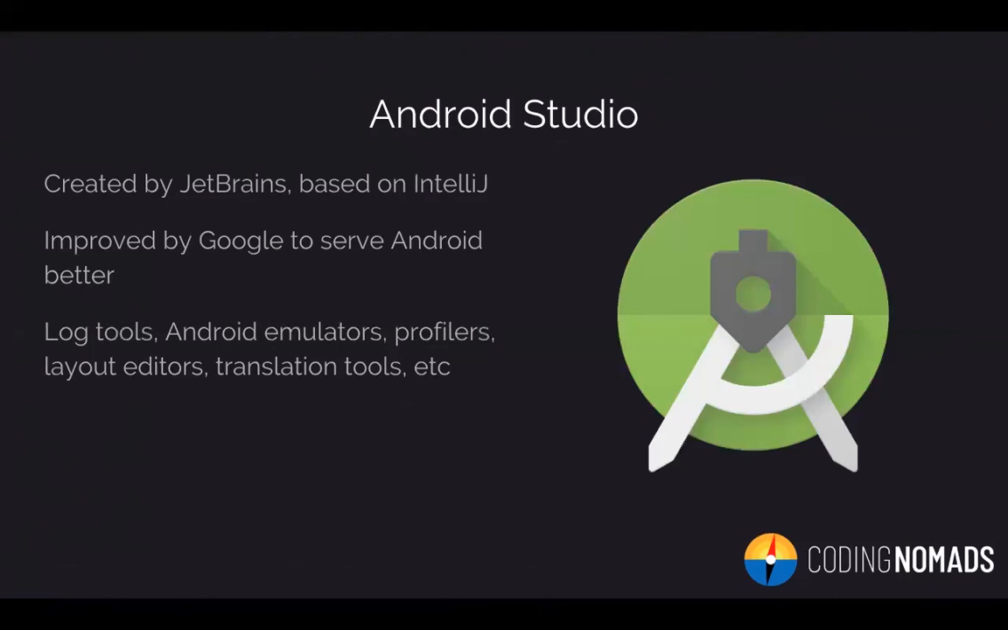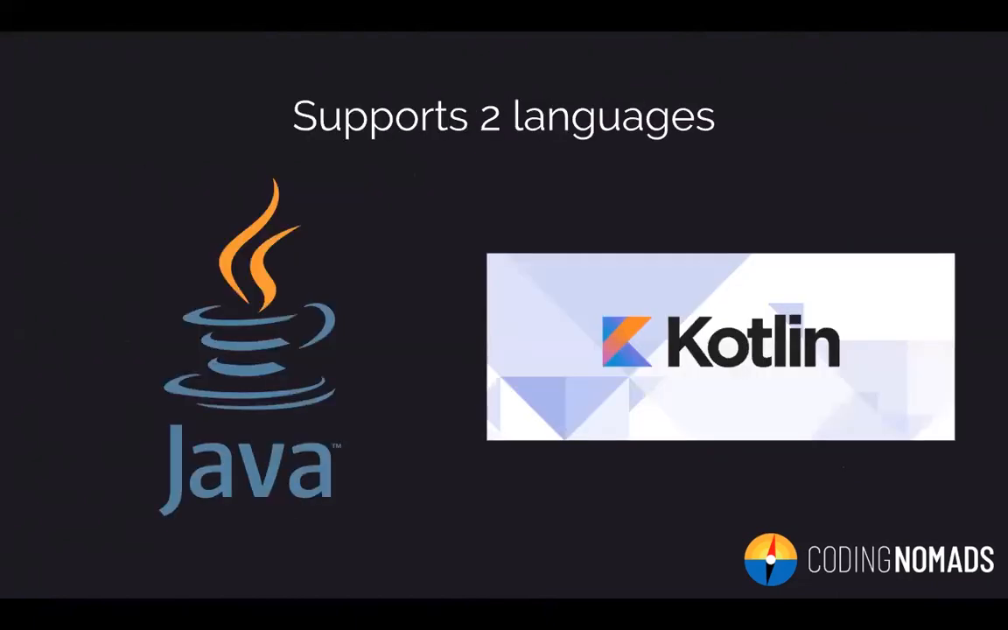Okay, the tool that we are going to use is Android Studio. It's an IDE created by JetBrains, and it's based on IntelliJ. Google took it and improved it a bit to better serve Android. It added some features like log tools to check what's going on in the mobile, creating emulators to run your applications on your computer without a physical device, and some other tools to check the state of the mobile, and helping create the front end, translations, and so on. Android supports 2 languages, Java and Kotlin. Kotlin is a new one, also created by JetBrains, but we are going to use Java.